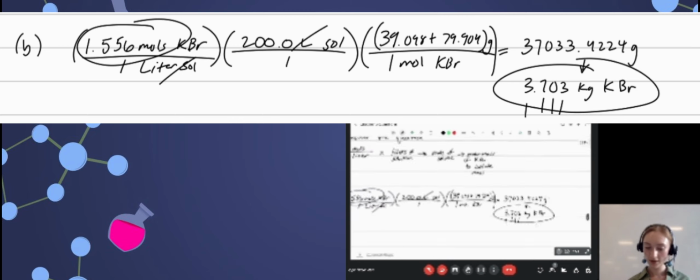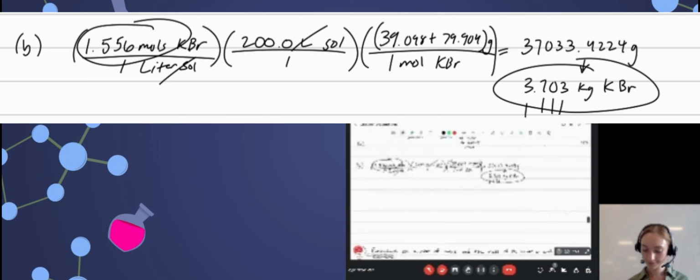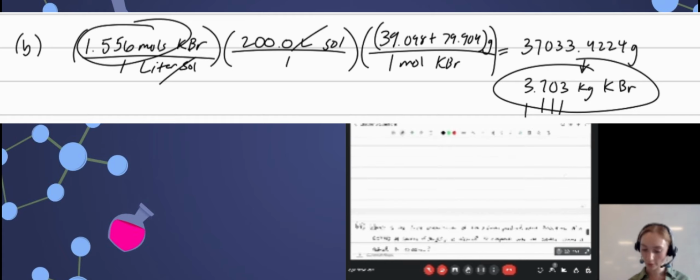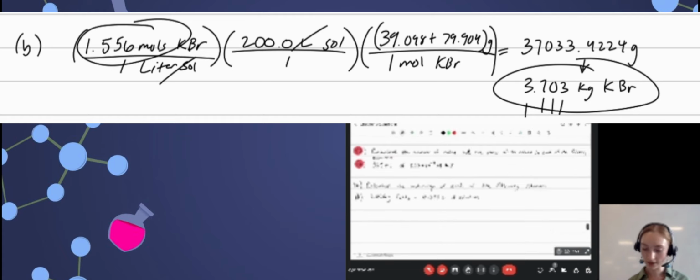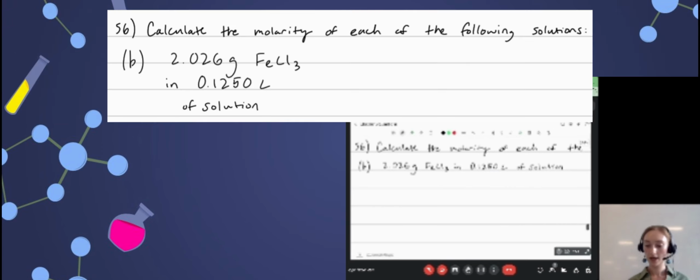Okay, we worked on problem 50, and so we have 2 more problems to work with, and so the next one will be 56. And let me make this bigger so you can see it better.